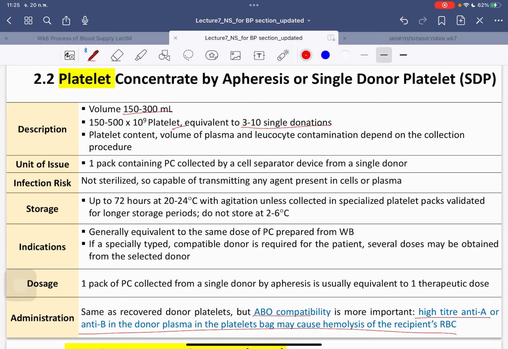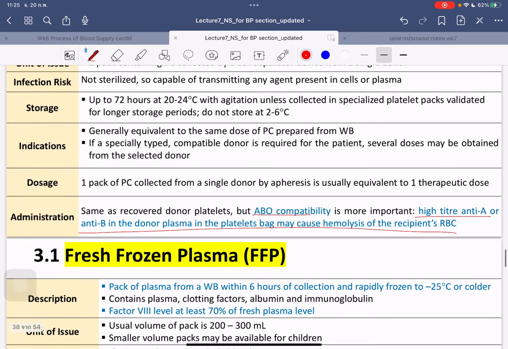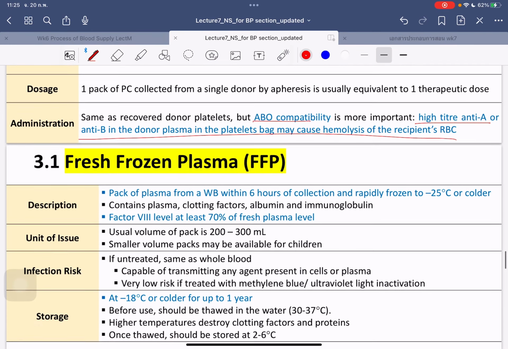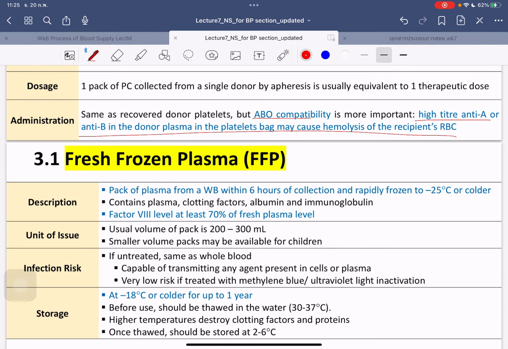The next one is fresh frozen plasma. For fresh frozen plasma, is there any heat labile coagulation factor in it? Does FFP have heat labile coagulation factor or not?